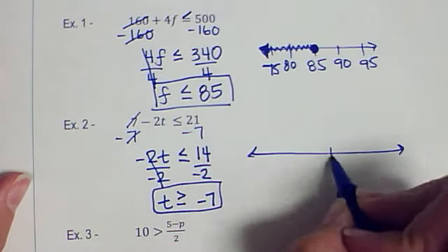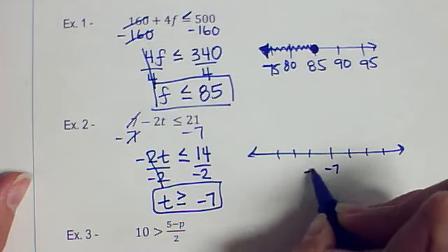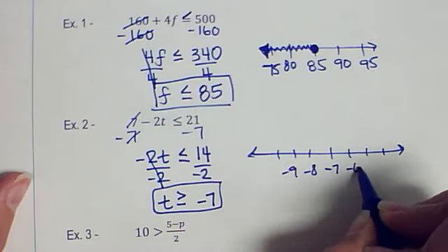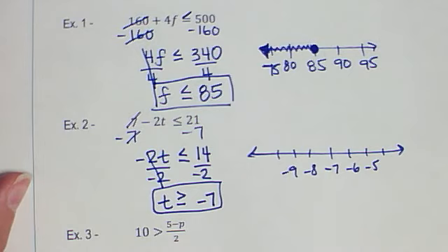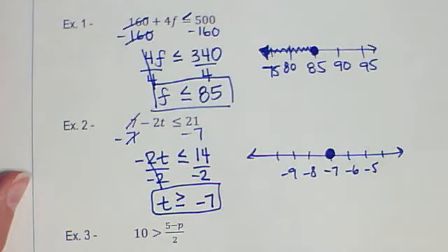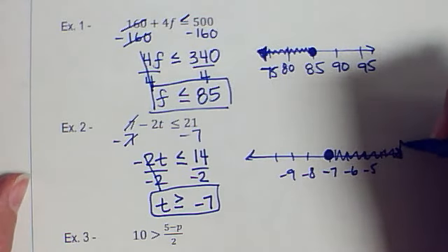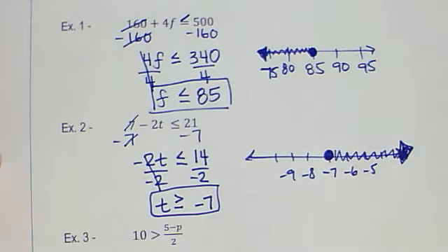We want to graph that. We want to be sure that negative 7 is on there and some numbers around negative 7. That circle will be closed, and we'll shade to the right because it's numbers greater than or equal to negative 7.